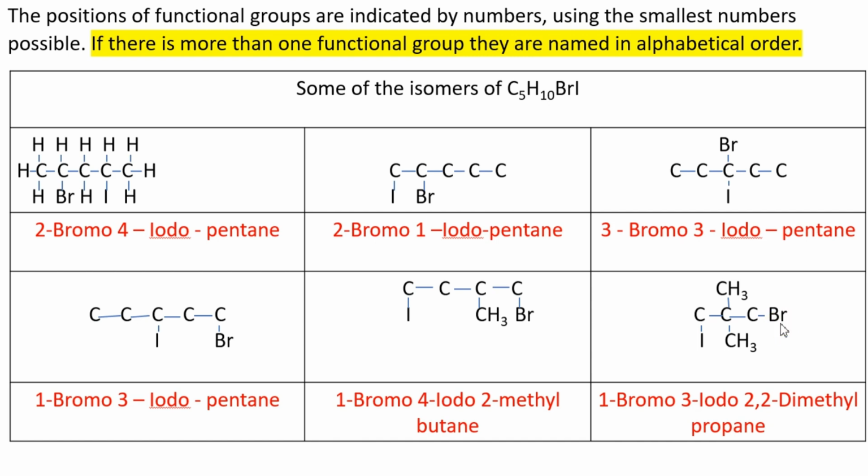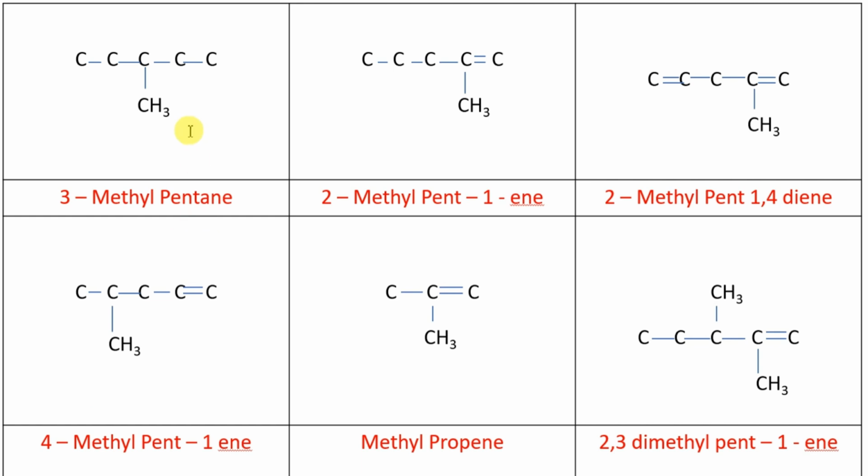Again, 1-bromo, counting from the right, 3-iodo, 2,2-dimethyl propane. Few more. Pentane, my longest chain, 3-methylpentane.